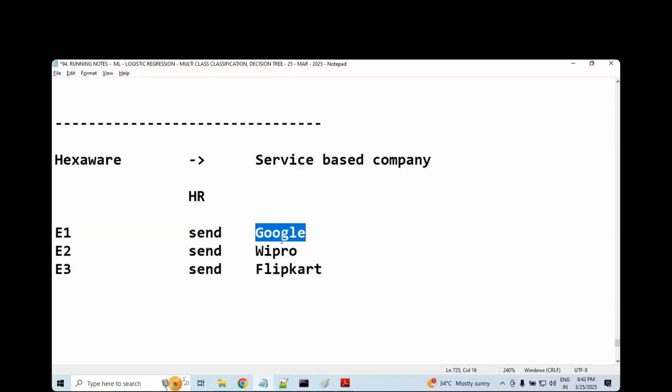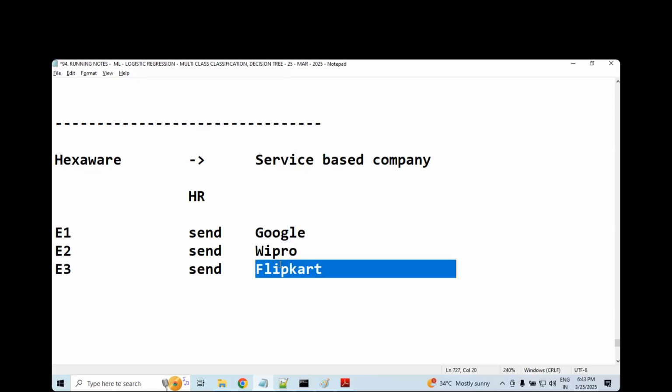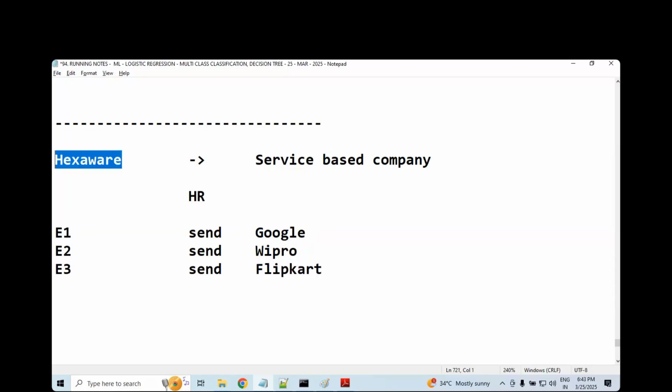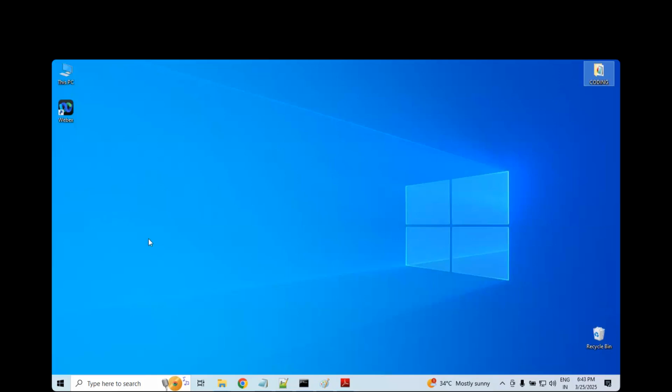Same problem statement we are going to work on. Think like there is one company that has different clients, and all these employees are sent to the client location. Now HR needs to prepare a model that will predict the salary. Let me show you the data set. Till now, are you clear?